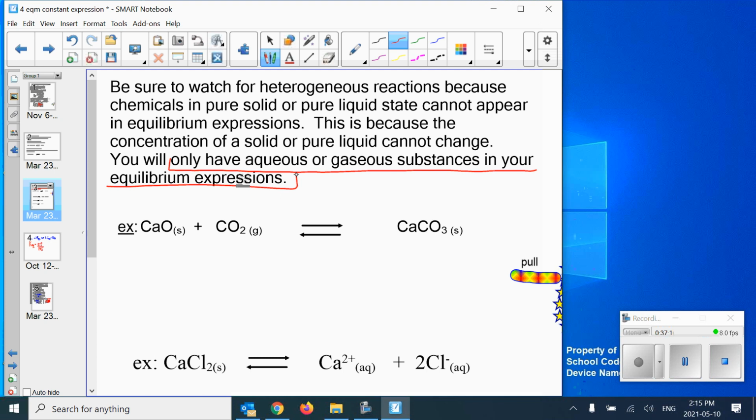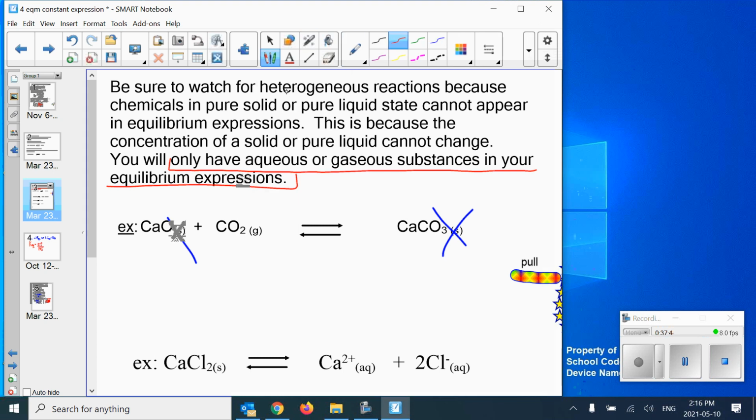So this expression here, CaO plus CO2, double arrow, CaCO3. What's important about it is that this is solid. Can it appear in the expression, according to the rules? Nope. Gas? Yes. Solid? No. Only one of these is even eligible to be in this expression. Can't have this. Can't have this.